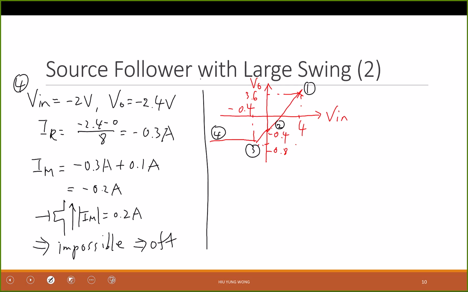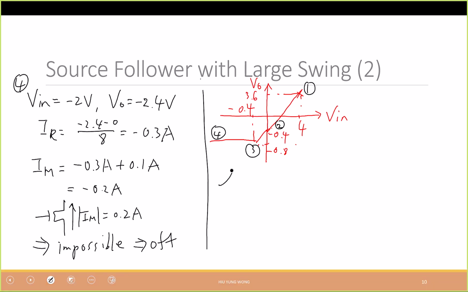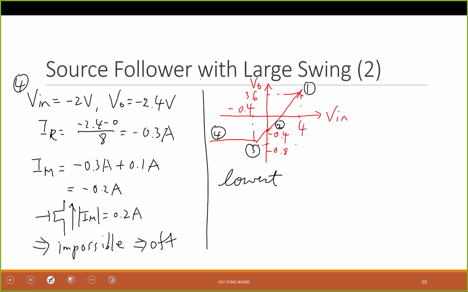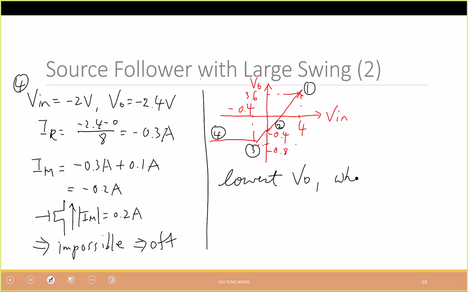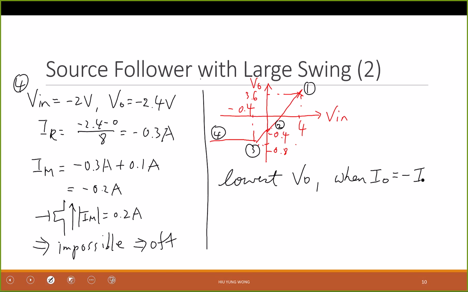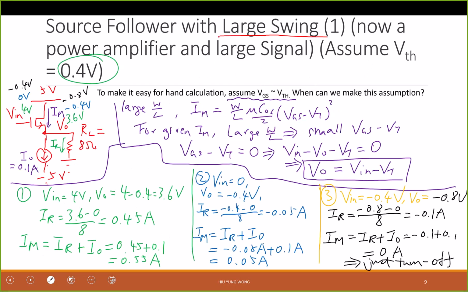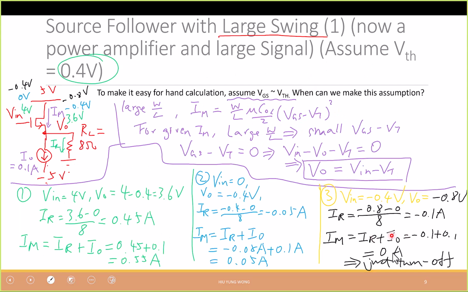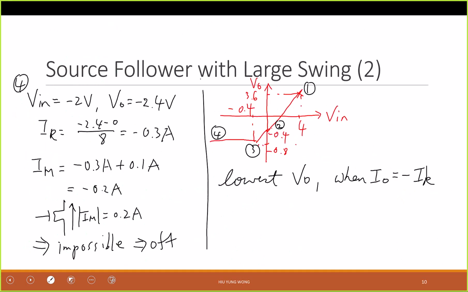So now, very important tips, right? What is the lowest V out you can get? The lowest V out you can get is when I0 equals negative IR. Okay? It is when IM just turned off, like here. I0 equals negative IR because they sum to be 0, right? This is a very important equation.